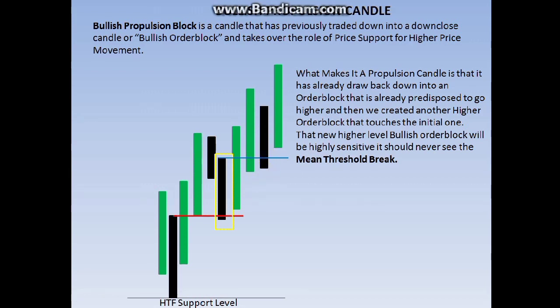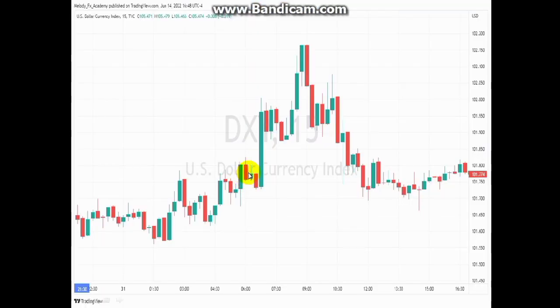Price can trade a little bit into the proportion candle, but it should not go below the mean threshold, below the midpoint of the whole candle's range. So we expect this candle to be highly sensitive. Now let's go down into the price action and look at how that looks.